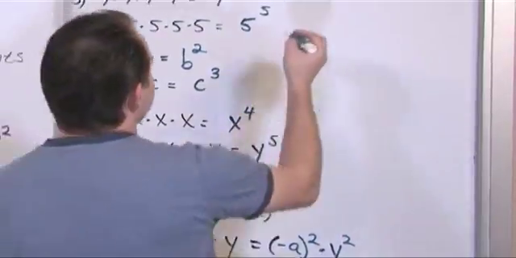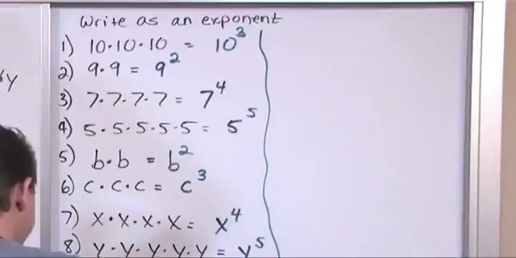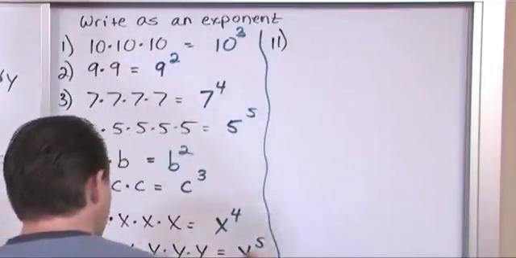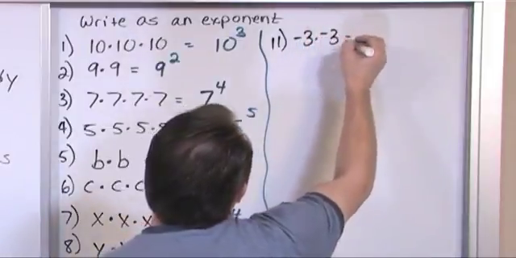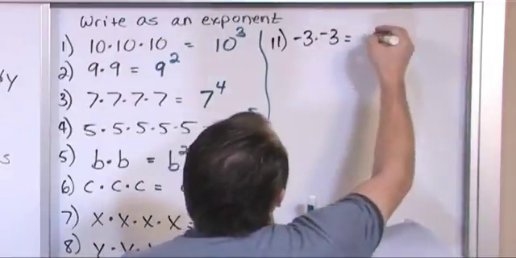Okay, now let me go back up to the top here and give myself a little bit more room. What if I have, for 11, negative 3 times negative 3? Negative 3 times negative 3. So it's the same base. Negative 3 is the same in both cases.